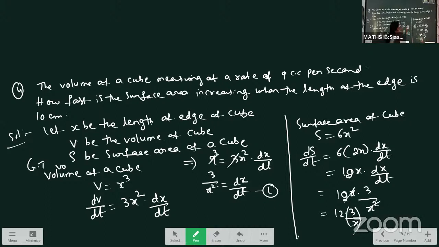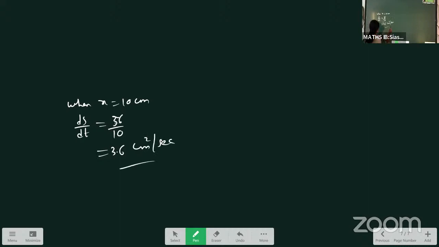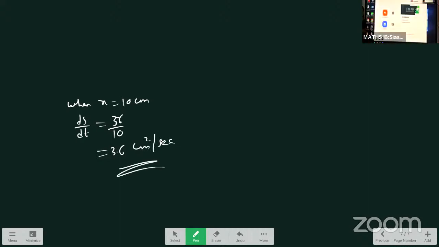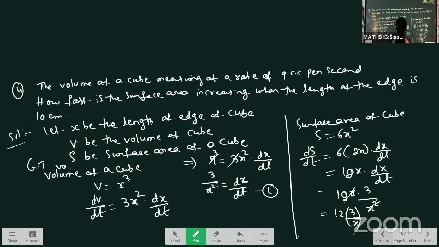So it is given that x is equal to 10 centimeters. So what is the rate of change in surface area? dS by dt is equal to 12 threes are 36 by 10. So that is 3.6. What are the units for surface area? Centimeter square per second. So like this, we have to find the rate for the cube. Just go through the question.